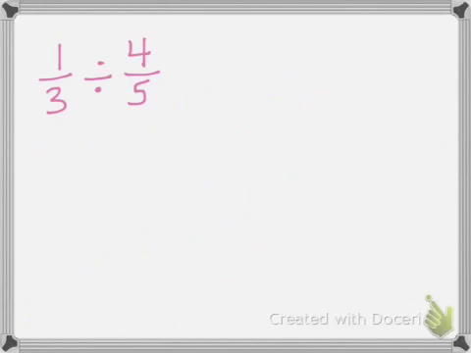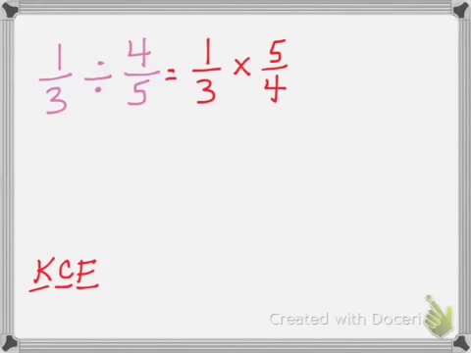So let's do an example together. 1/3 divided by 4/5. Again, using my rule, keep, change, flip, I'm going to keep my first fraction, so I keep 1/3. I change division to multiplication, and then I flip, or take the reciprocal of, my second fraction. So I flip 4/5 to 5/4, just flip it. And then lastly, I multiply.